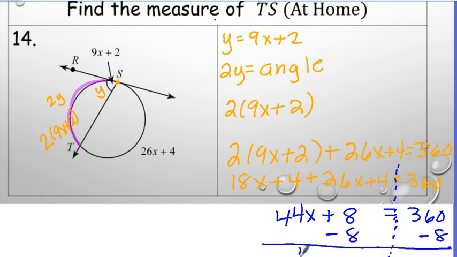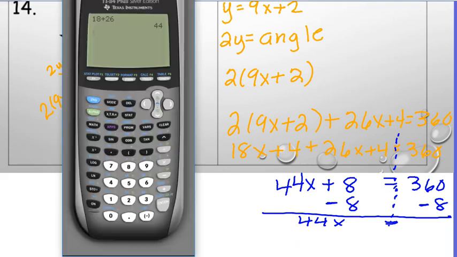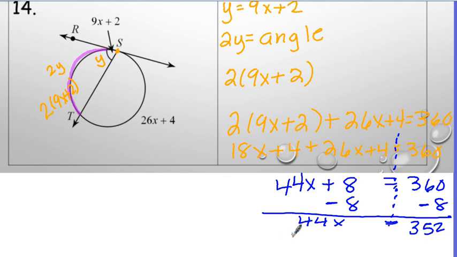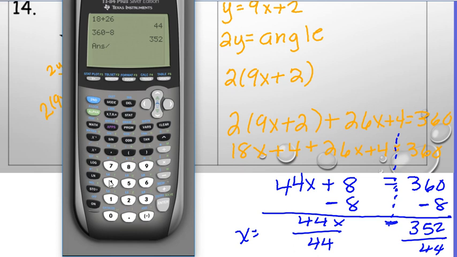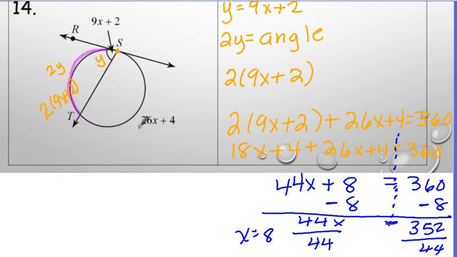Okay, so we get 44x equals 360 minus 8. 352. All right. And then divide by 44. X equals 8. So we got x to be equal to 8, but that's not what the question asks us to solve for. It asks us to solve for this arc out here.